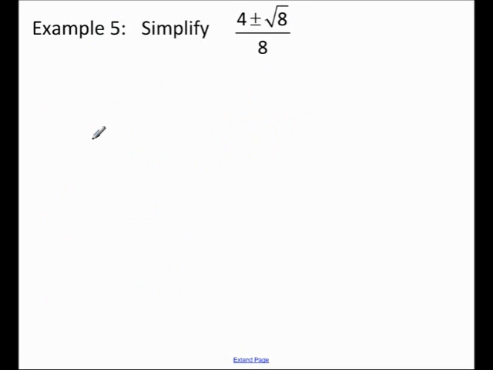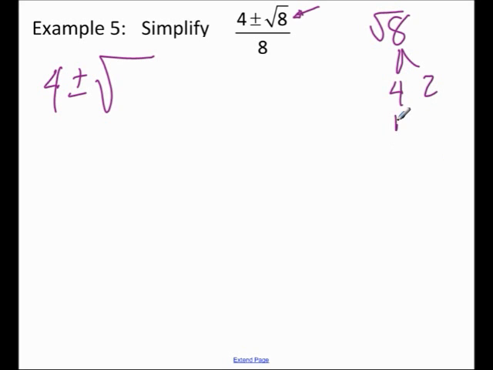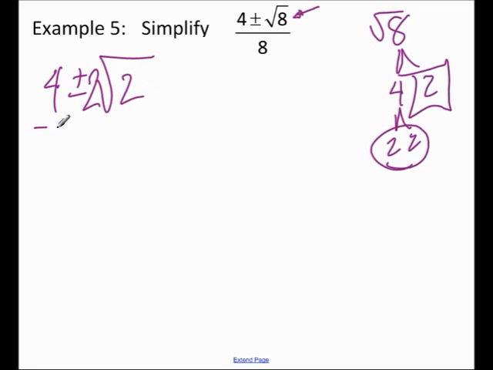All right. Example number 5. Now we've got a, kind of like we've already simplified our square root portion, and we're looking at our fraction and deciding how we're going to simplify this thing. So I've got 4 plus or minus the square root of 8. What's going to happen with that? Well, 4 and a 2, 2 and a 2, so a 2 gets out and a 2 stays in. So I get a 2 here and a 2 here, all over the 8 on the bottom. Bam! So my square root of 8 gets simplified into 2 square root of 2.